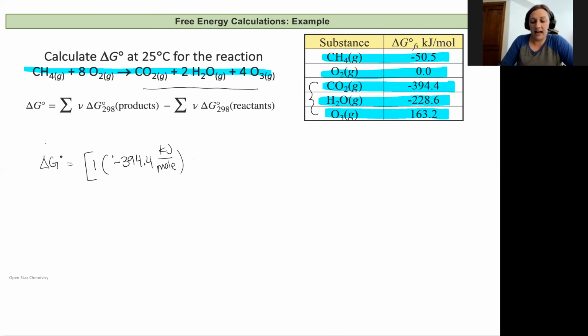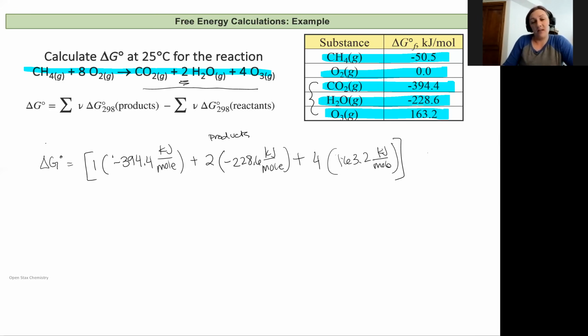I'm going to add to that 2, since I have a coefficient of 2 in front of my water molecule, 2 times my water value of negative 228.6 kilojoules per mole. And then I'm going to add my ozone. I've got 4 of those actually. So I've got 4 ozone molecules in my balanced reaction. So I'll start with a 4 and multiply that by my value of 163.2 kilojoules per mole. Okay, that handles the products.